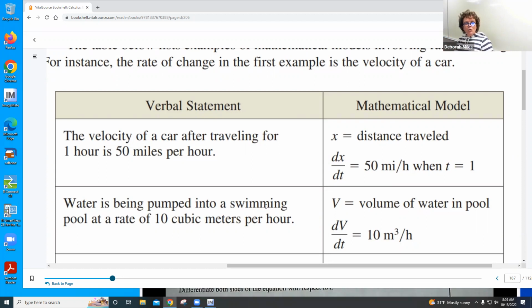The second example: water is being pumped into a swimming pool at a rate of 10 cubic meters per hour. If your units are cubed, what do you know that that's a measure of? That's volume. So that's a change in volume per hour. The symbol we'll use for that 10 is dV over dt. The change in volume with respect to time is 10 cubic meters per hour.